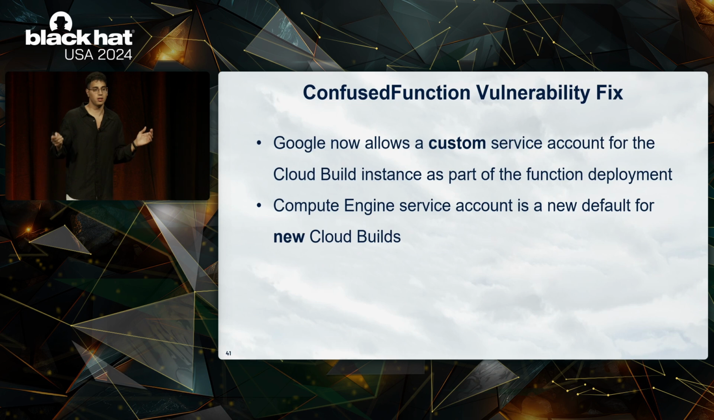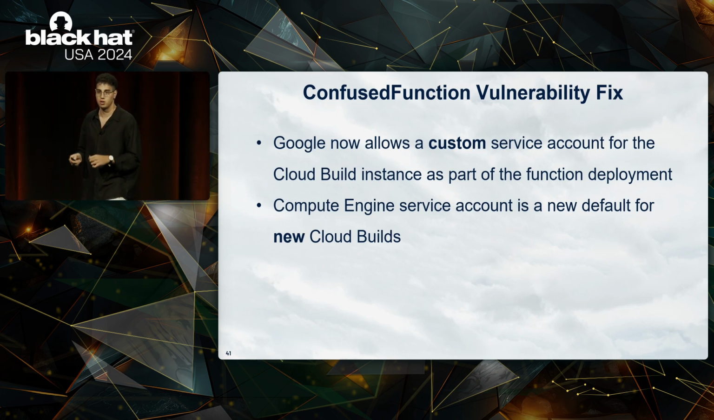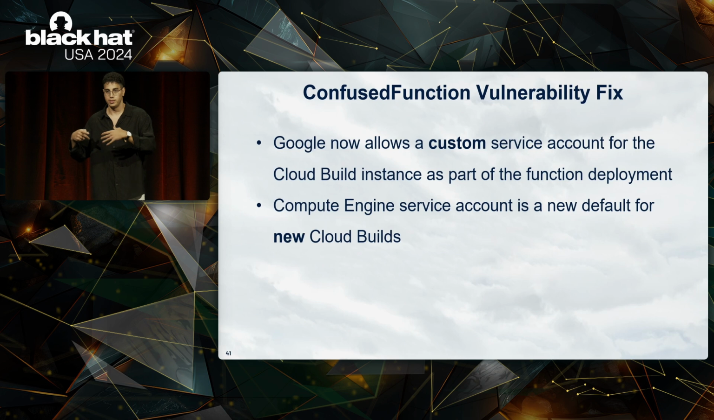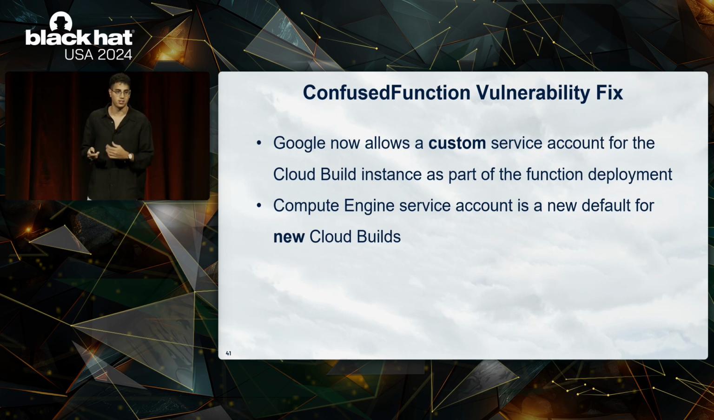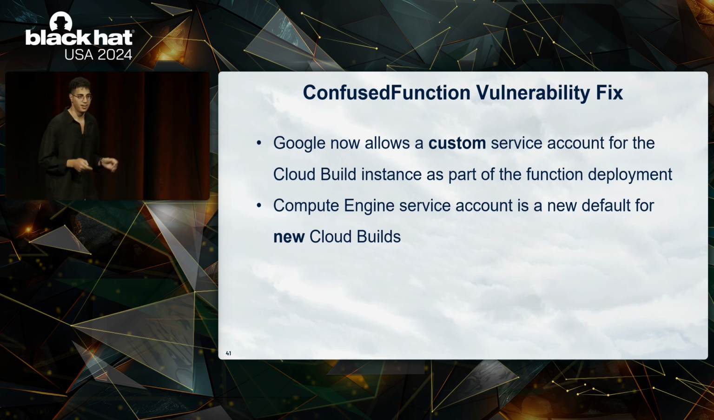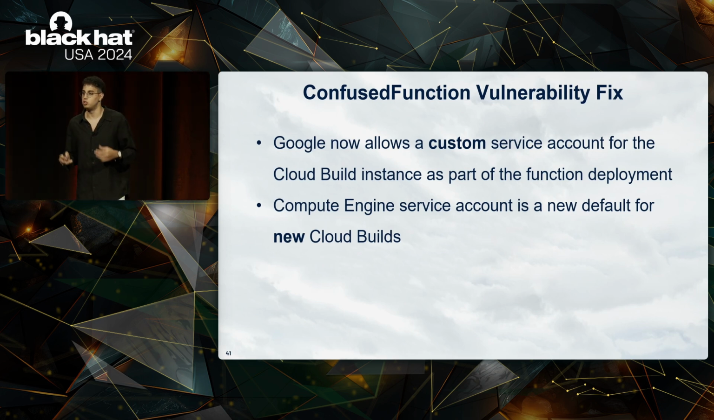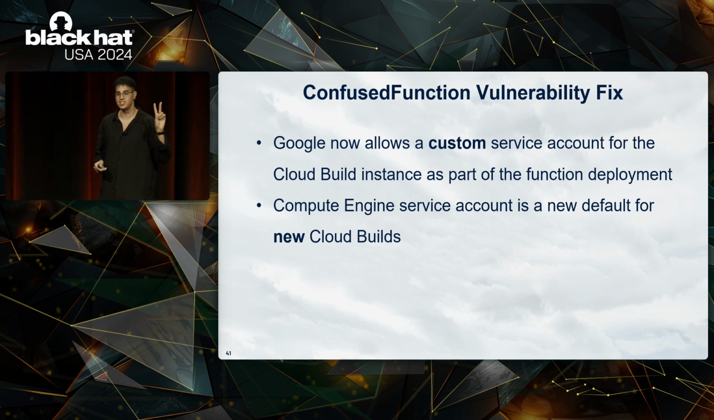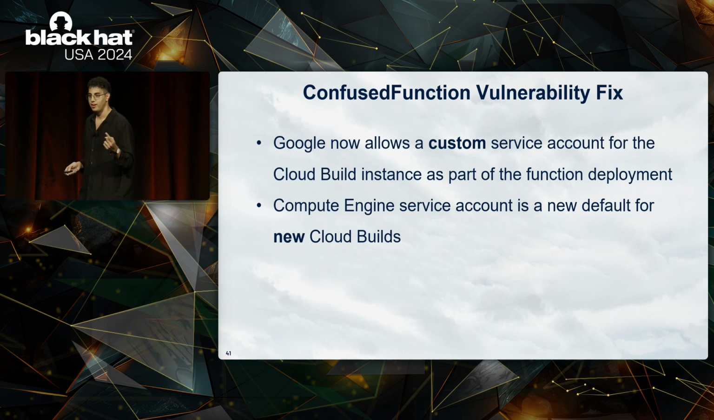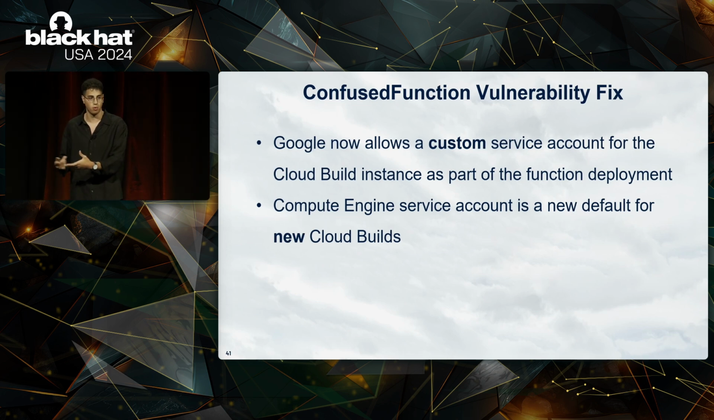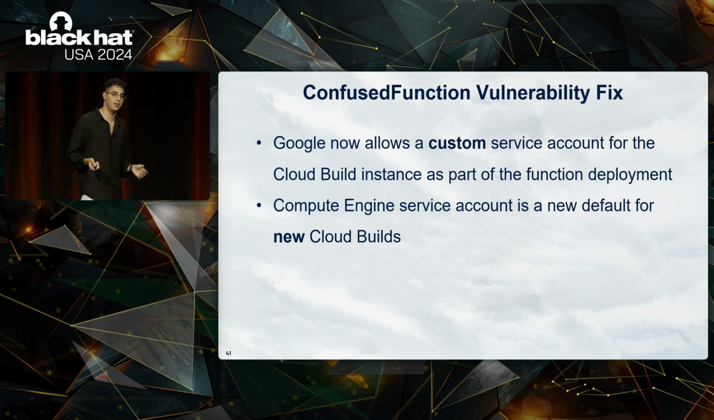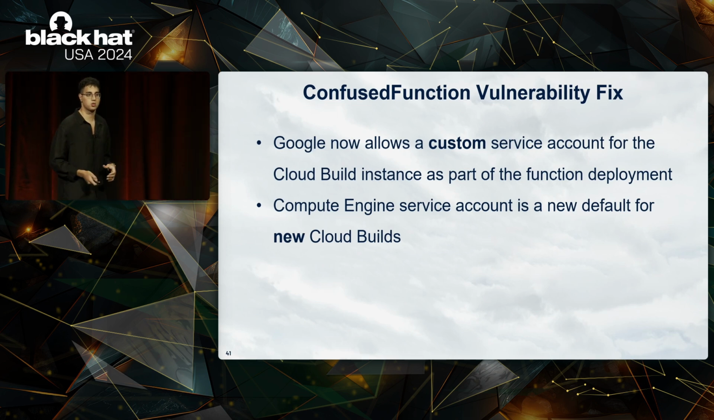As for the fix, Google now allows the use of custom service accounts in Cloud Function. These custom service accounts are the custom service accounts of the cloud build that is created as a result of the function's deployment. So now, when you create a new cloud function in Google Cloud, you are able to choose two service accounts. One is the service account of the functions itself, and second is the service account of the cloud build that is created as a part of the function's deployment process. Before the fix, the user didn't have any visibility to the cloud build service account that was created behind the scenes.